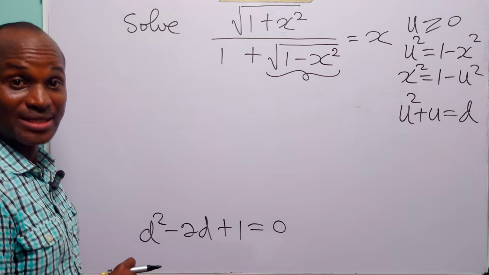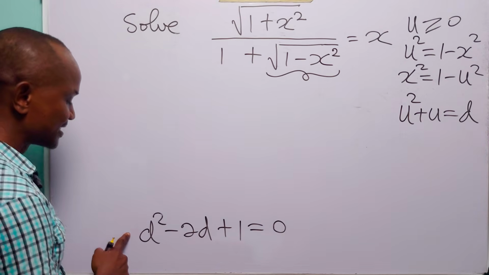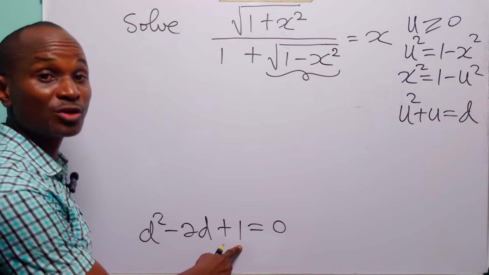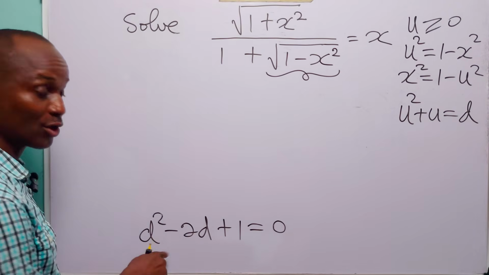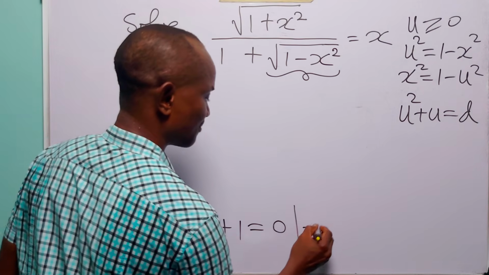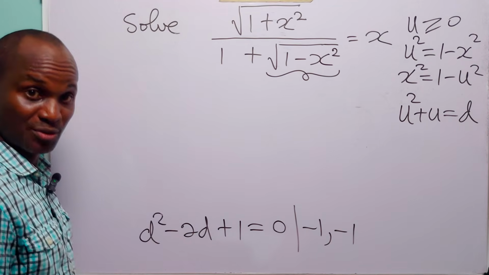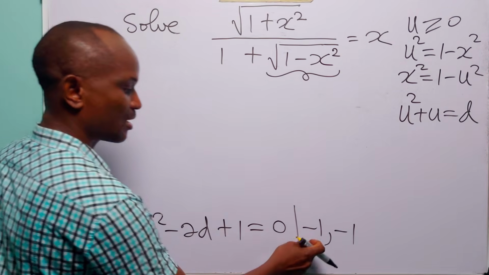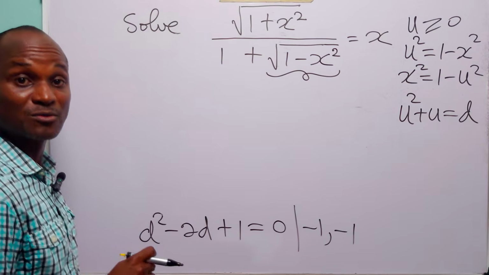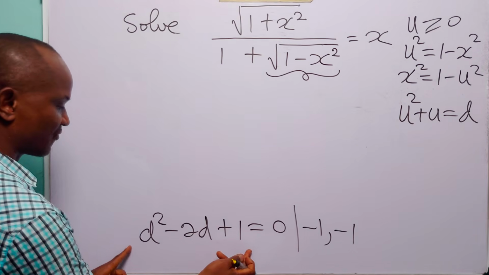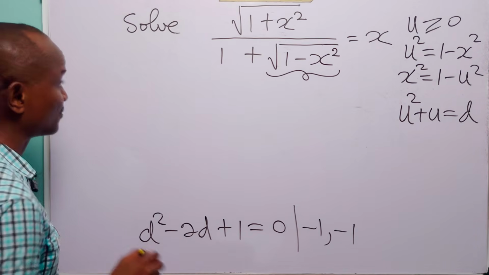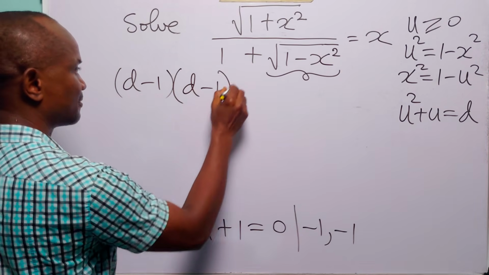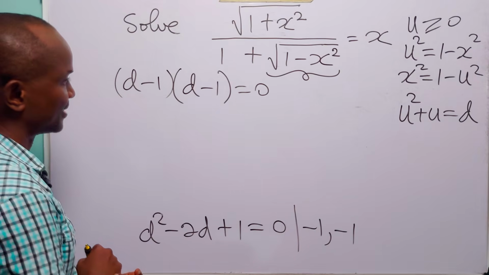Now we can solve this quadratic equation by factorization. Since the coefficient of d squared is 1, all we have to do is to find the factors of plus 1 that add up to minus 2. And of course, those are minus 1 and minus 1, because you know that minus 1 times minus 1 is equal to plus 1, and minus 1 plus minus 1 is equal to minus 2. So when we factorize the left-hand side of this quadratic equation, we have d minus 1 multiplied by d minus 1 is equal to 0.